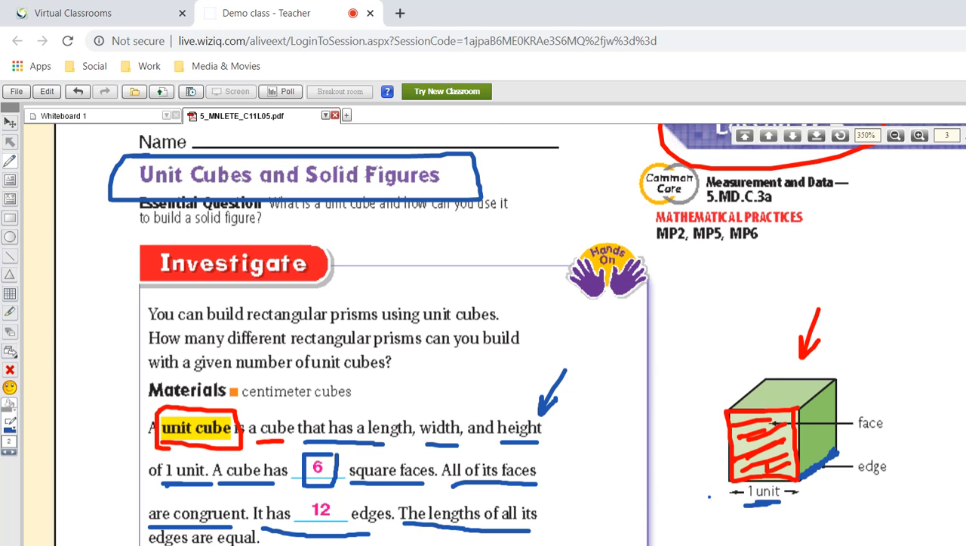So we have one unit here, and this is equal 1 unit, and this 1 unit also, and all edges equal 1 unit.